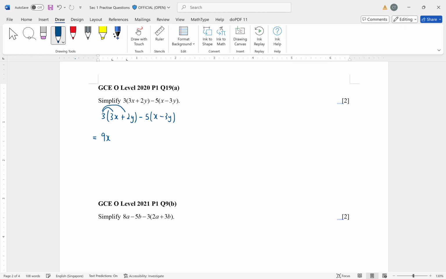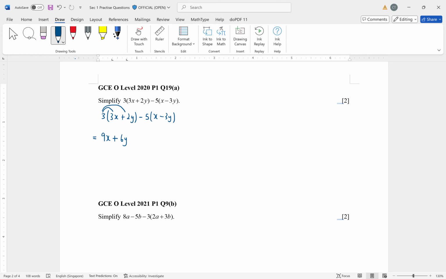Then we have 3 times positive 2y. 3 is a positive number, you multiply by positive 2y. Positive times positive, we should expect a positive answer. So you prepare the positive sign first. Then 3 times 2 will give us 6, and then we have y, alright?